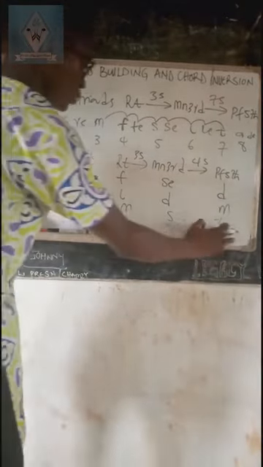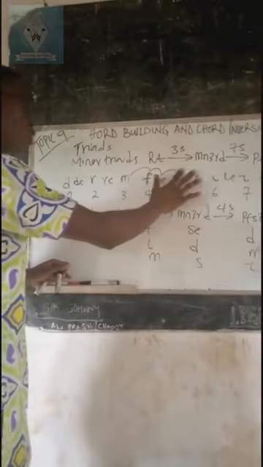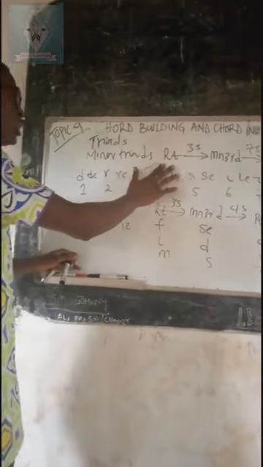Now with this principle, you can build chords on any root. You can build minor triads on any root.